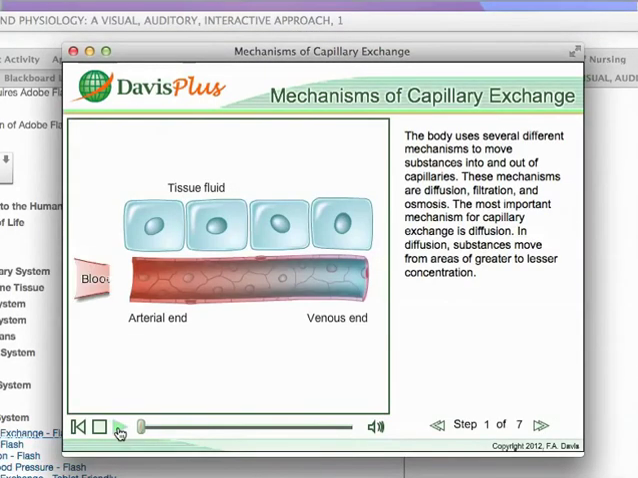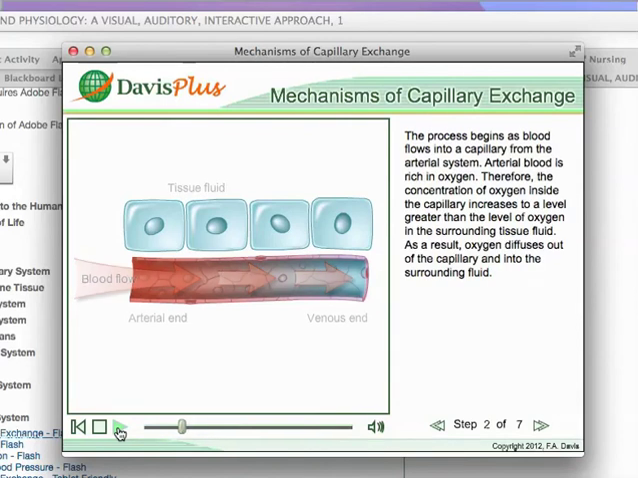The body uses several different mechanisms to move substances into and out of capillaries. These mechanisms are diffusion, filtration, and osmosis. The most important mechanism for capillary exchange is diffusion. In diffusion, substances move from areas of greater to lesser concentration.